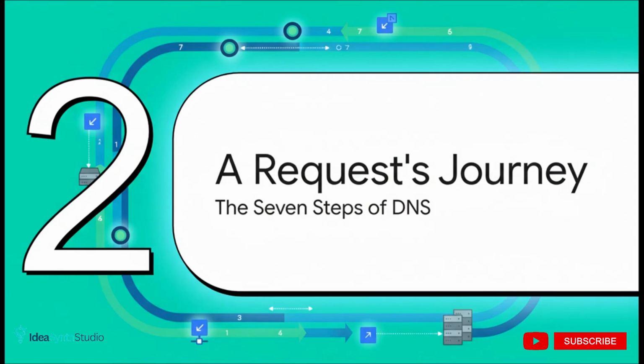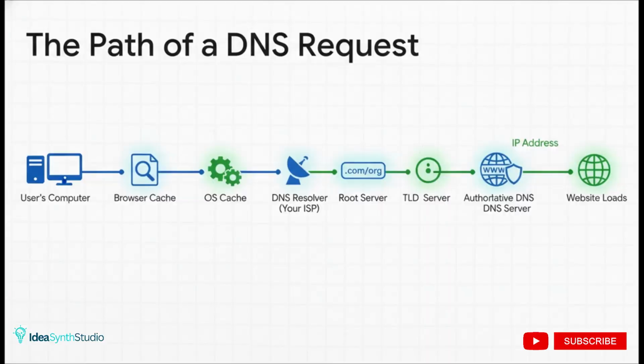Okay, so how does this translation actually happen in that split second? Let's follow the journey. It's this surprisingly slick 7-step dance that your request goes on every single time you click a link or type an address. So, the moment you hit enter, the hunt is on. First, your browser checks its own memory, its cache, to see if you've been to this site recently. Think of it like checking your phone's recent calls list. If the address is there, boom, you're done. If not, it asks the next level up, your computer's operating system. The OS keeps its own little stash of recent addresses too.